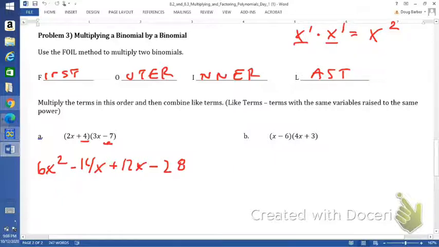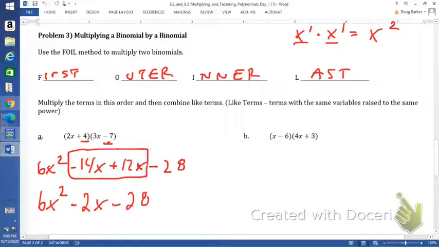We then can combine like terms. So we have 6x squared minus 2x minus 28. Alright, this right here, a negative 14x plus 12x gives me a negative 2x. So this is my final answer.